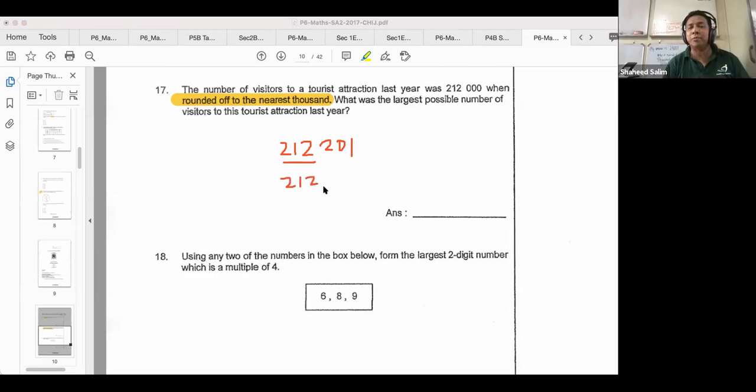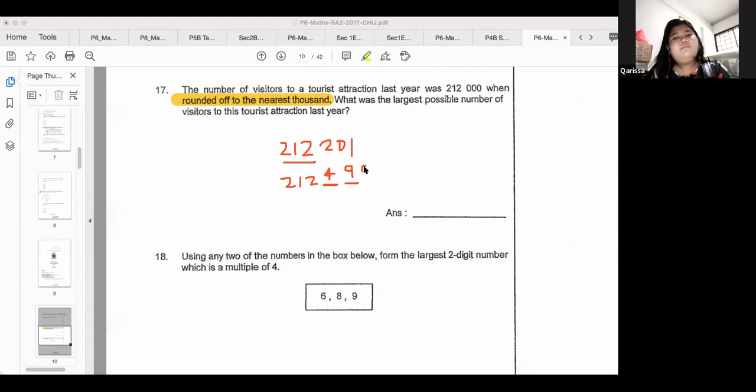The next number must be the biggest number so that you don't need to add any number. What's the biggest number that you don't need to add? 4. Yes, Darwish, you got it now. And this one, Karisa, can be 9. Yeah, can be 9, not 409.